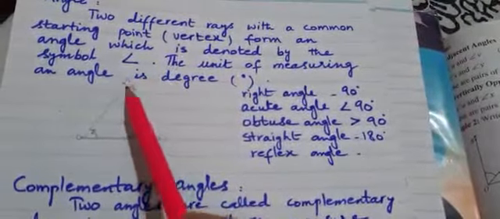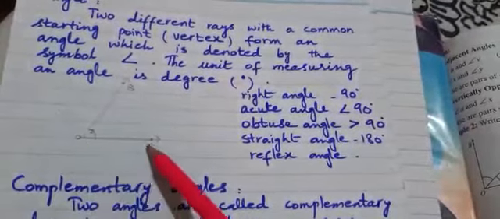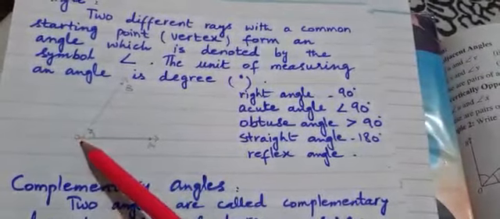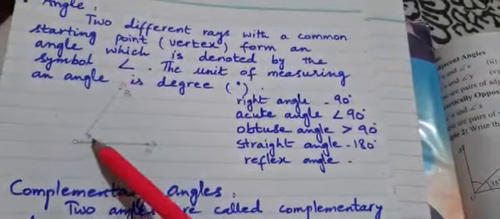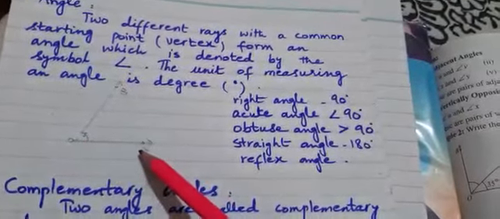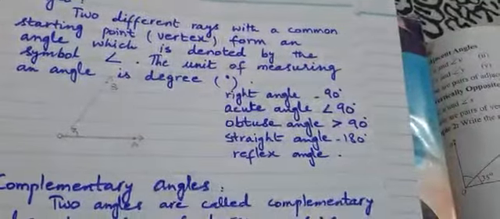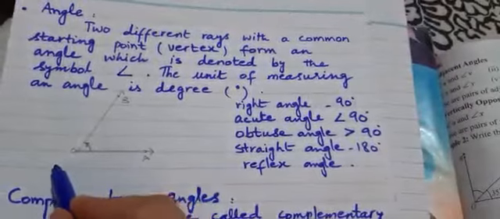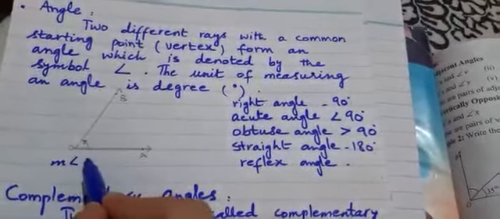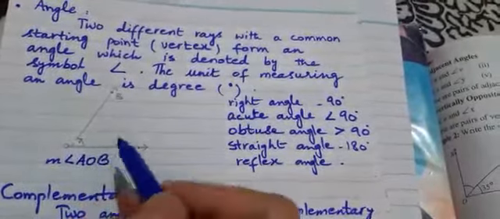Now here we can see there are two rays, ray OA and another ray OB. They join here and form an angle, which is angle AOB. Alright, and how can we write this angle AOB? We can write here: measure of angle AOB.